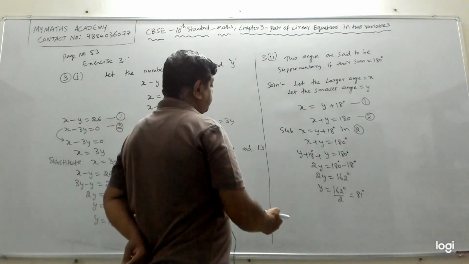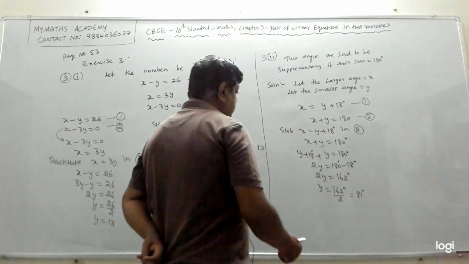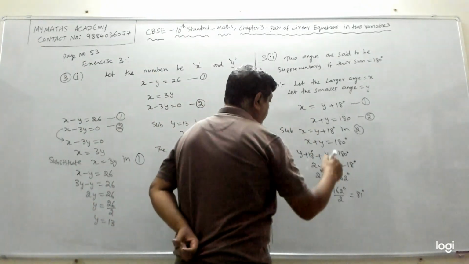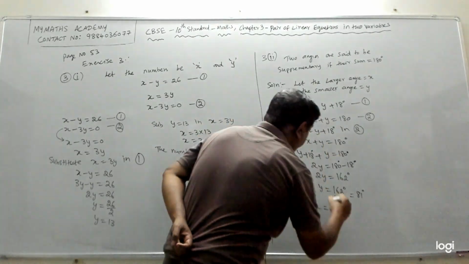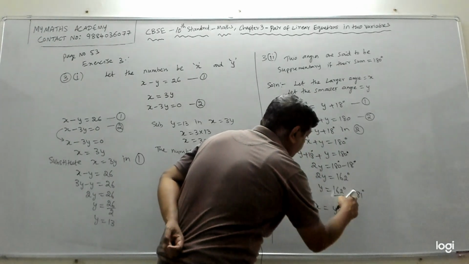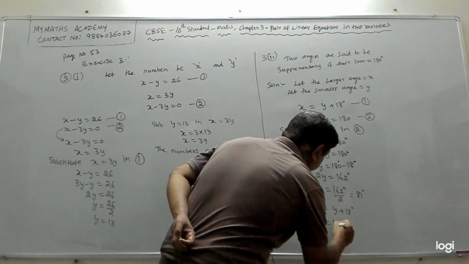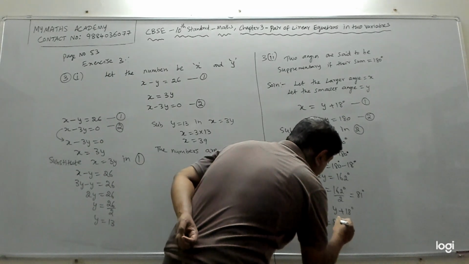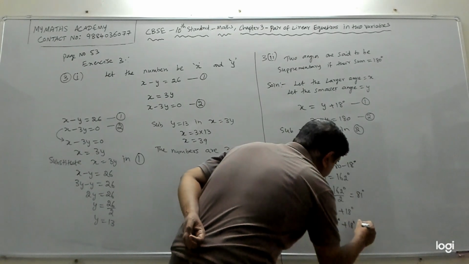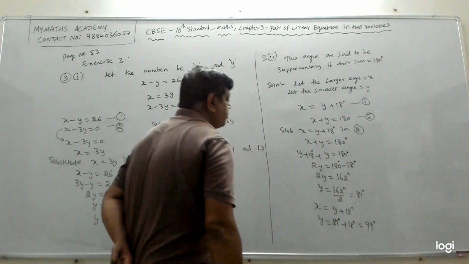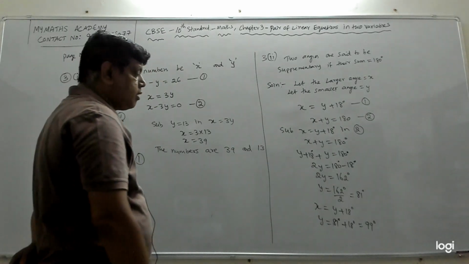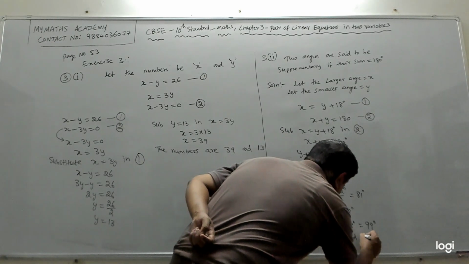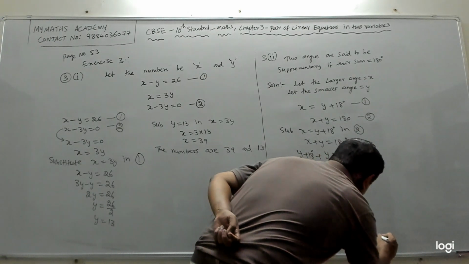Now let's try to find the other angle. We have to find the angle x. So x is equal to y plus 18 degrees. But what is y? y is 81 degrees. Substitute that: 81 degrees plus 18 degrees, which is 99 degrees. So what is the answer? The answer is x is equal to 99 degrees and y is equal to 81 degrees.